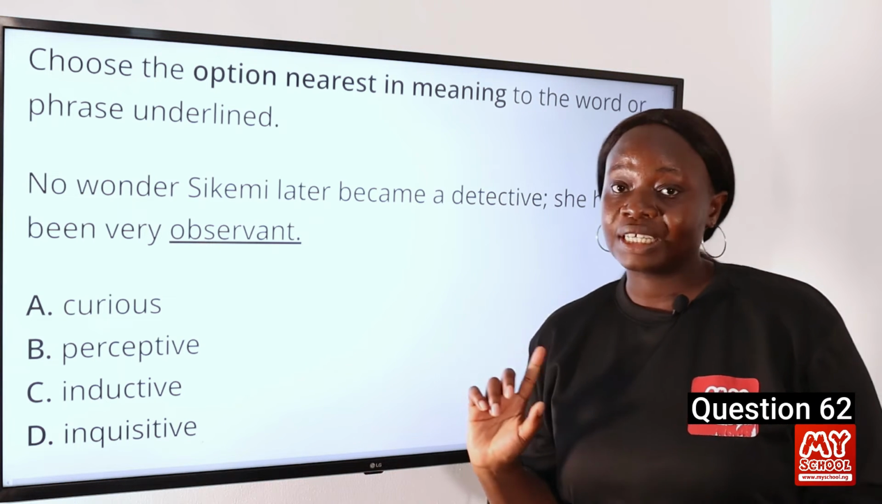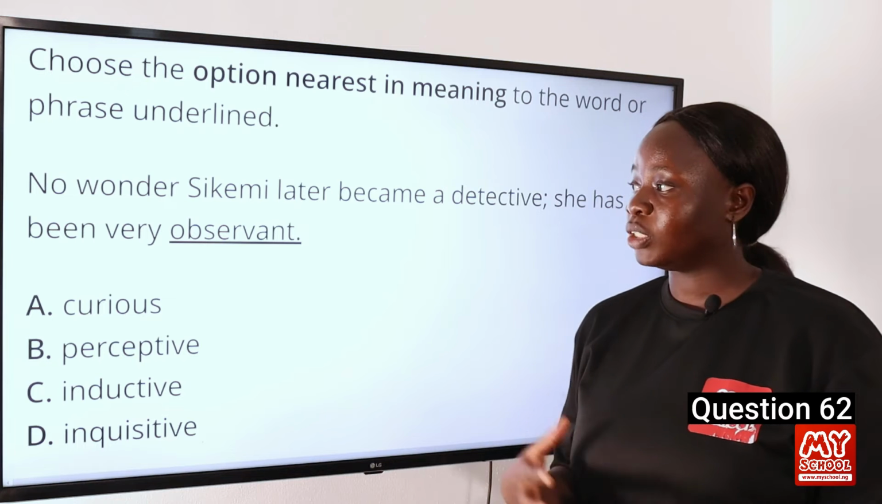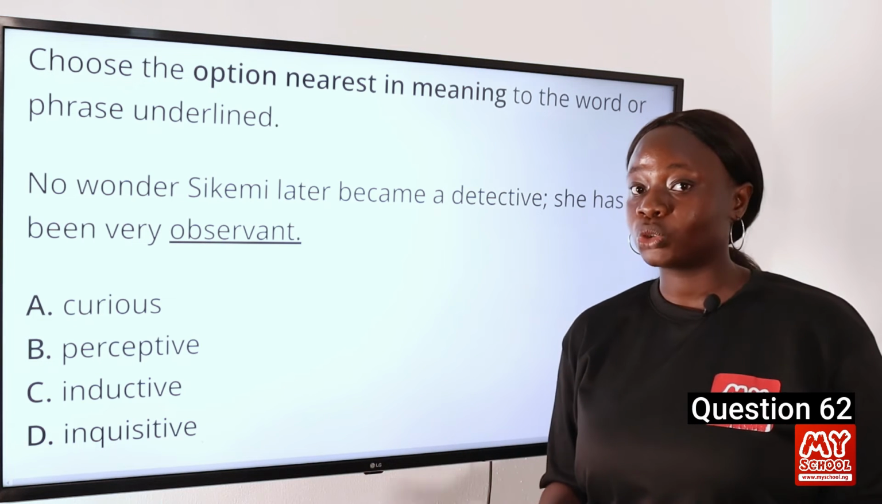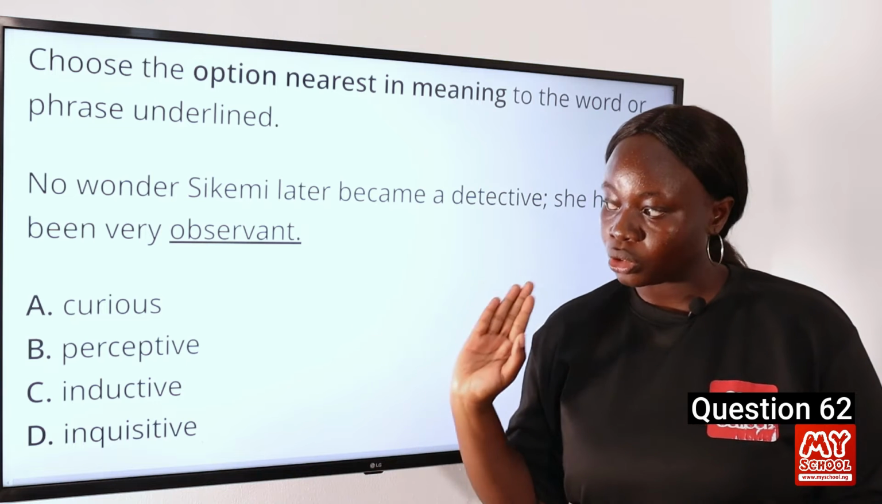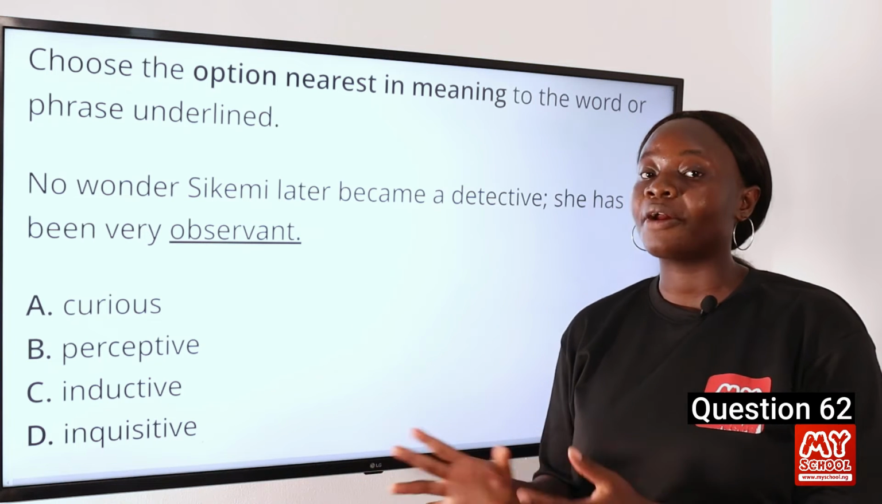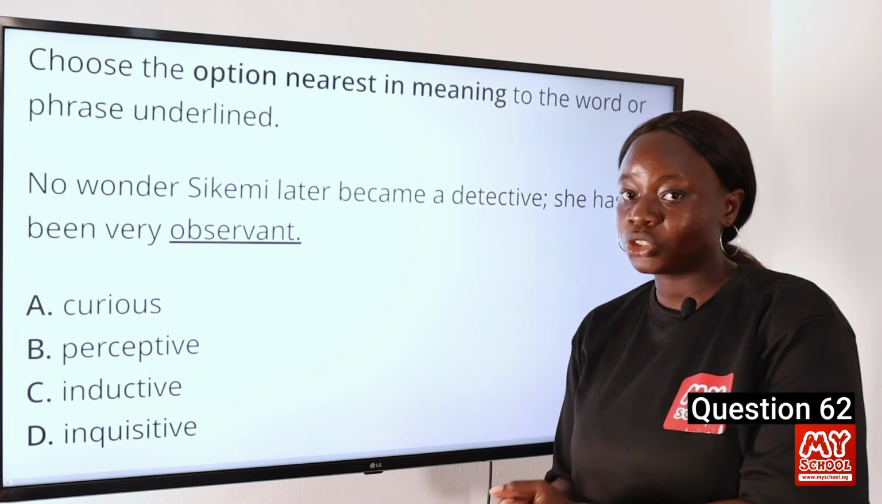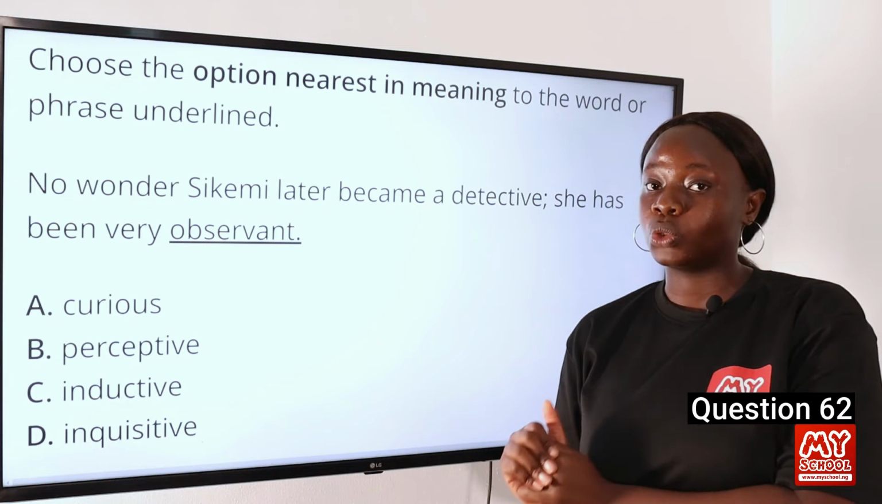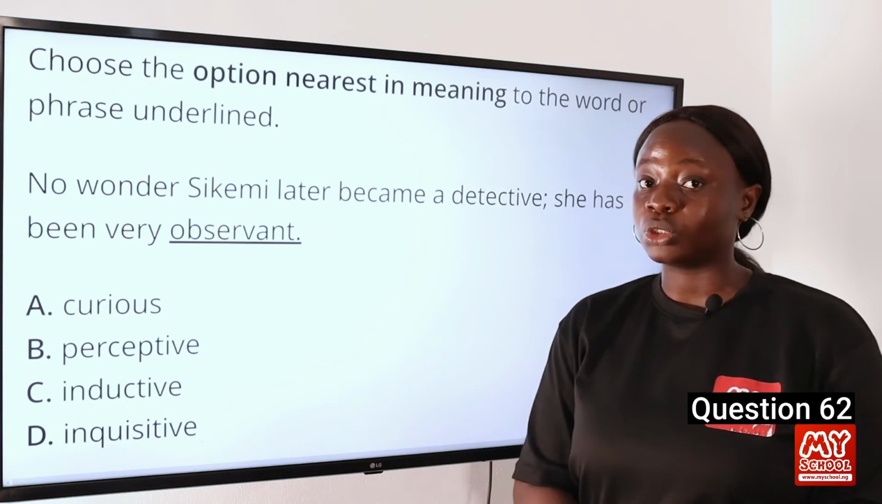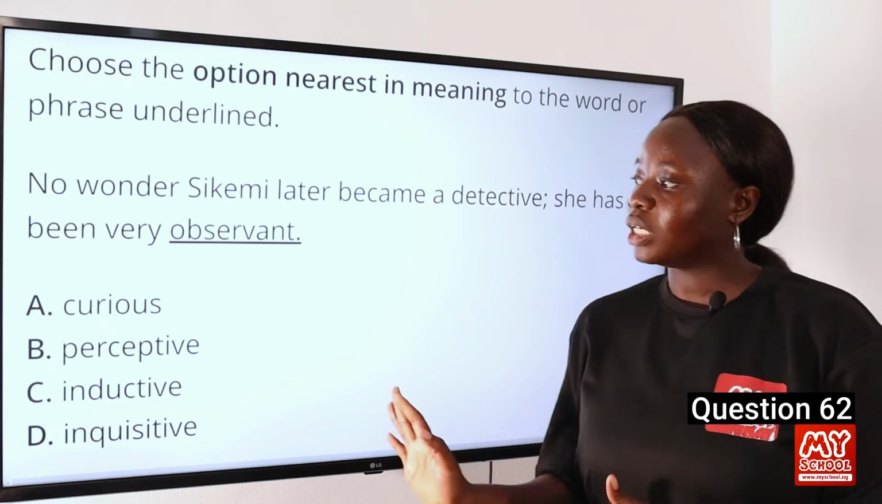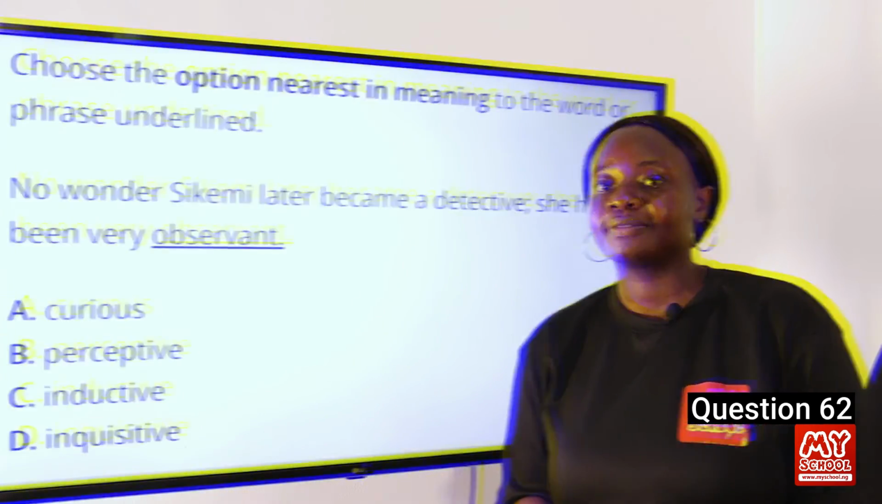So the words observant and perceptive are similar in meaning, because they both have to do with paying watchful attention to what is going on in the environment. It can't be curious or inquisitive, because that has to do with acquiring knowledge, tending to ask questions in order to gain knowledge about what is going on. Okay, it's different from being observant and paying attention to what is going on around you. So the answer to this question is option B, perceptive.